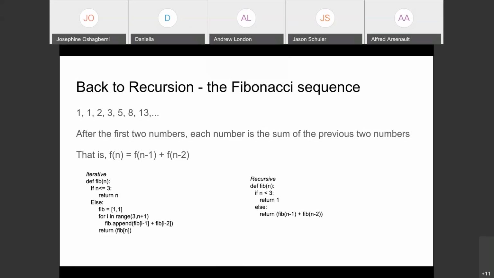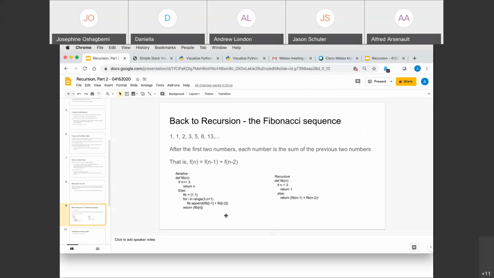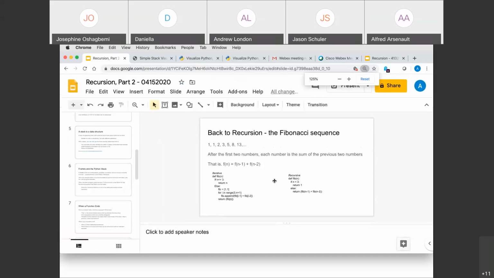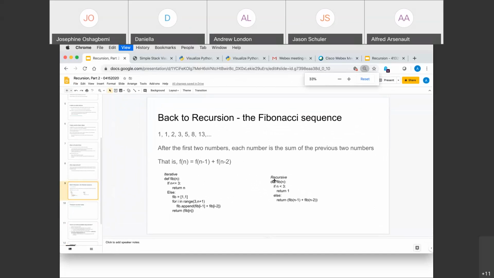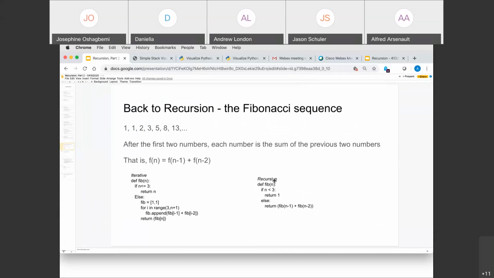Here is your base case. Sorry, I can't highlight in presentation mode. Your base case is, if n is less than 3, if n is 1 or n is 2. The first Fibonacci number is 1. The second Fibonacci number is 1. I could have written this as n less than or equal to 2. That's fine. I chose to do it if n less than 3. I'm just going to return 1 because the first Fibonacci number is 1. The second Fibonacci number is 1.